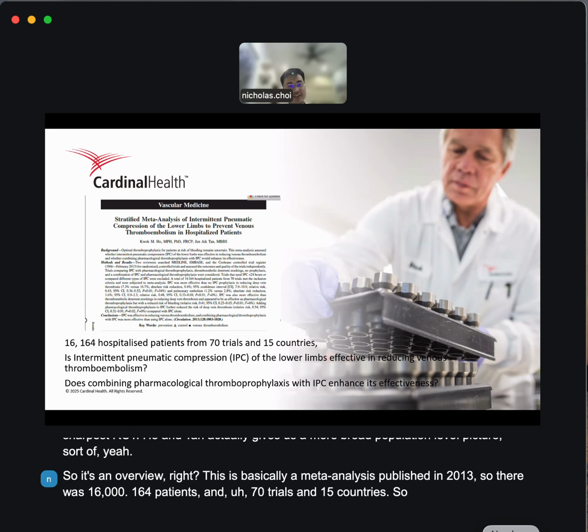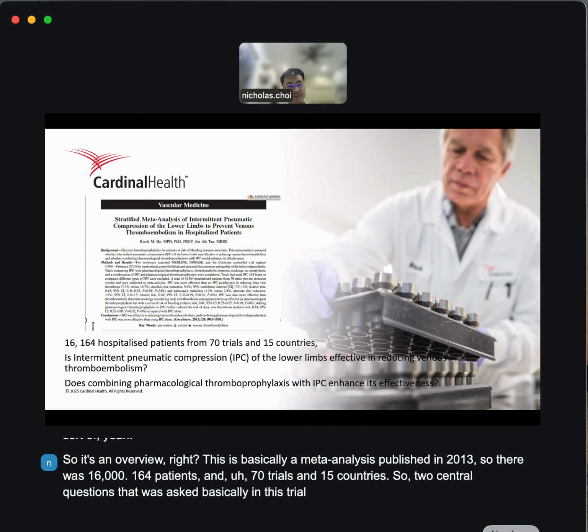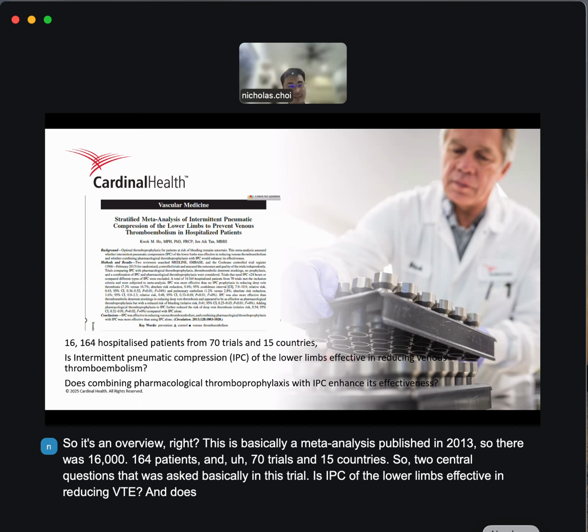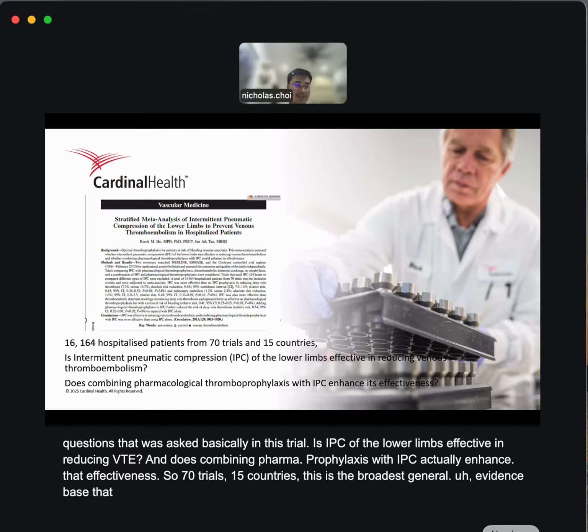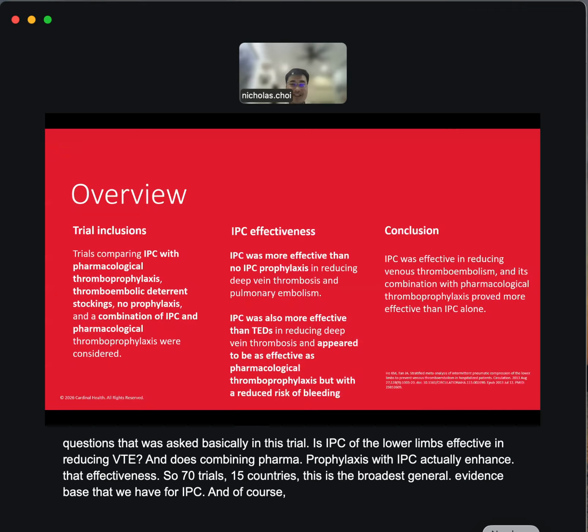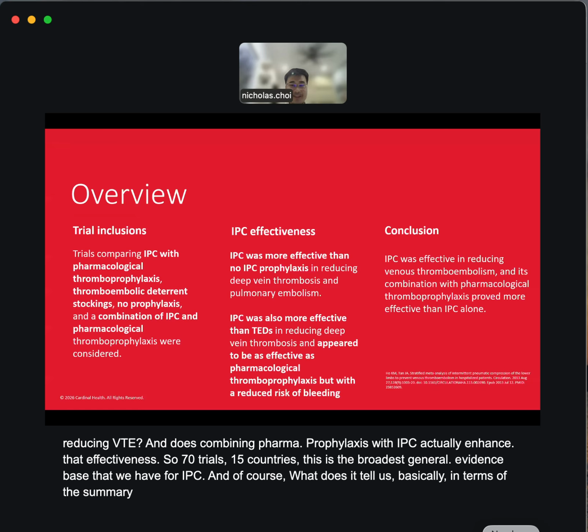So 2 central questions were asked in this trial. Is IPC of the lower limbs effective in reducing VTE? And does combining pharmacological prophylaxis with IPC actually enhance that effectiveness? So 70 trials, 15 countries, this is the broadest general evidence base that we have for IPC. And of course, what does it tell us in terms of the summary?